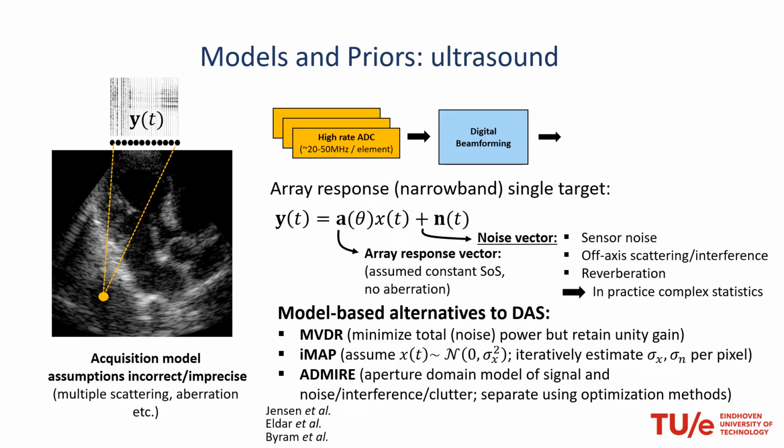ADMIRE is a more complex model-based alternative to delay and sum. It's an aperture domain model of signal and noise, interference and clutter, which is then separated using optimization methods. So these are some of the model-based alternatives to delay and sum, but in practice, delay and sum is used in all clinical systems. Why? Because it's so simple and it is very fast. But it does violate a lot of these assumptions.